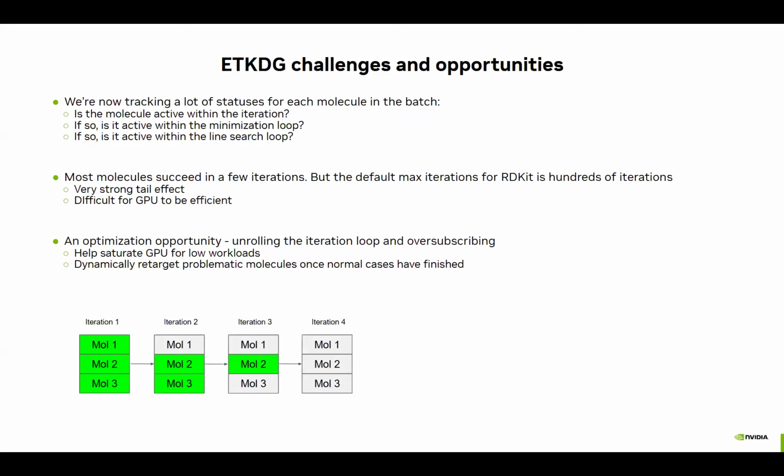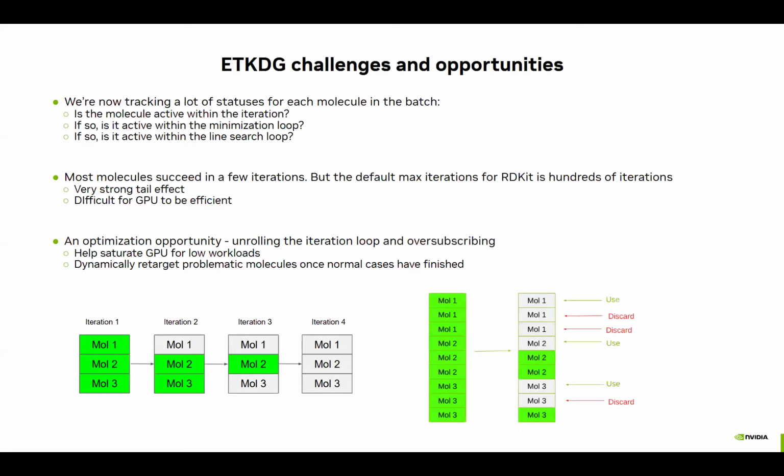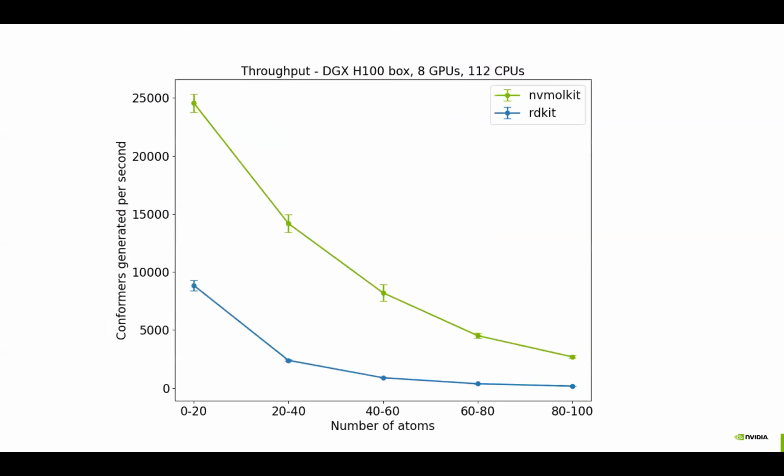Whereas before, if molecule 1 finishes, it's got to wait for molecule 2, and molecule 2 just runs again until it finally finishes. We just oversubscribe and throw a bunch of replicates at the problem. And that way, we do a bit of extra work. And so things that finished right away may have had some duplicates, but it lets us avoid this tail effect a little bit better.